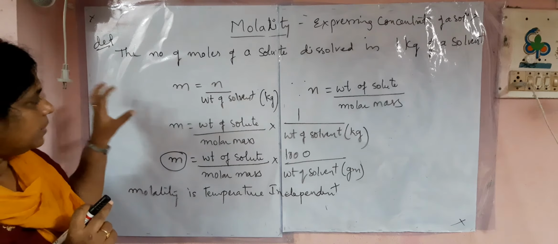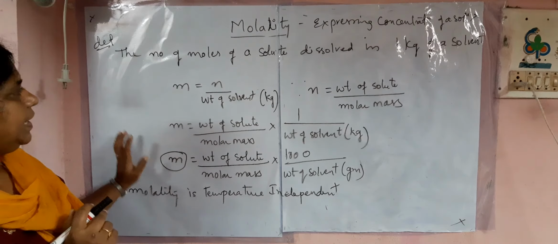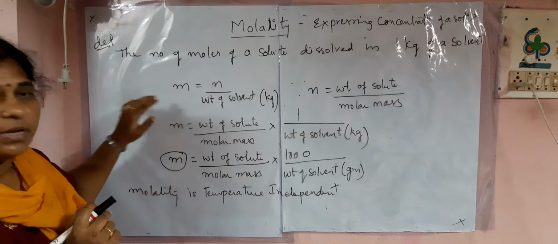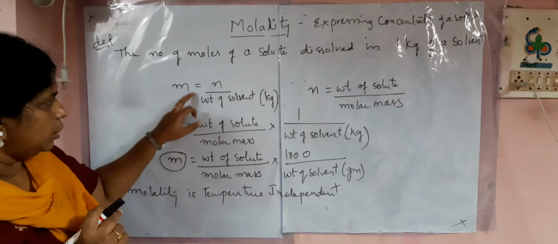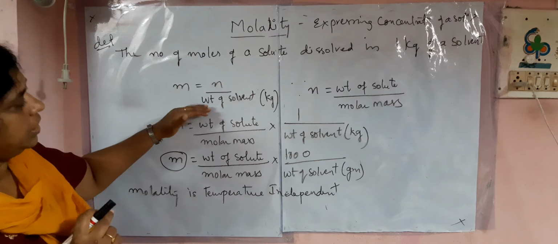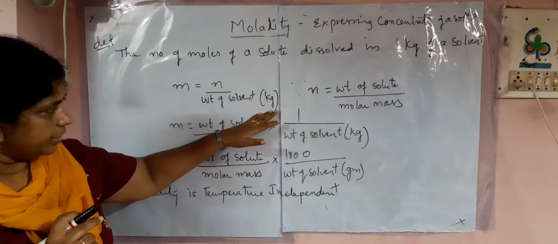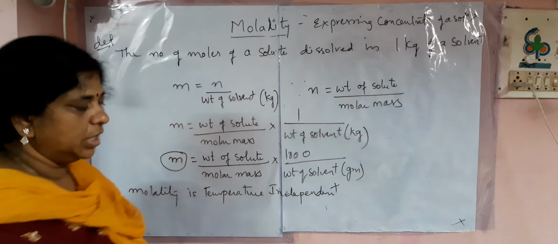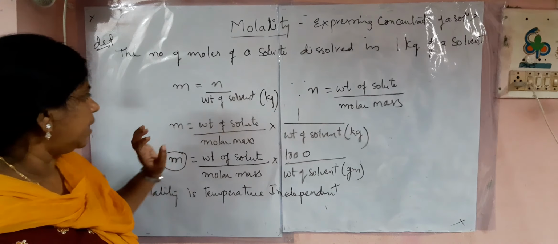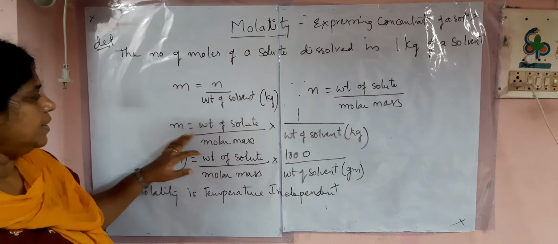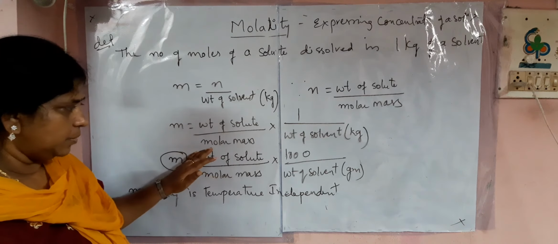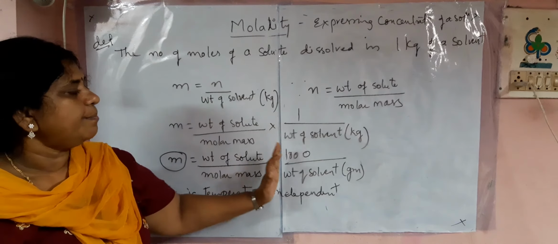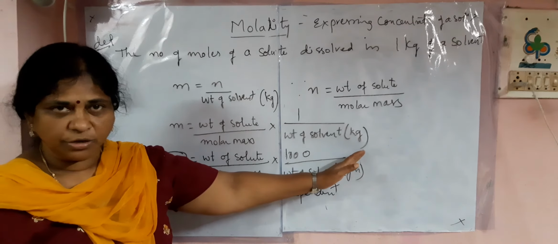Now, mathematically, how do you represent molality? Molality is denoted by the symbol small m. Small m is equal to the number of moles upon weight of solvent in kilograms. What is the number of moles? Weight of solute upon molar mass. Now, substitute this value of number of moles. m is equal to weight of solute upon molar mass into 1 by weight of solvent in kilograms.